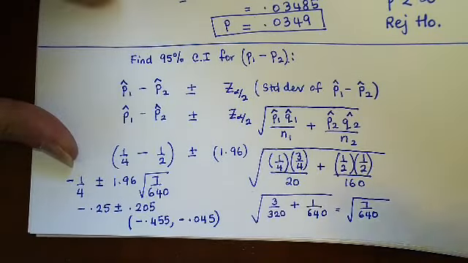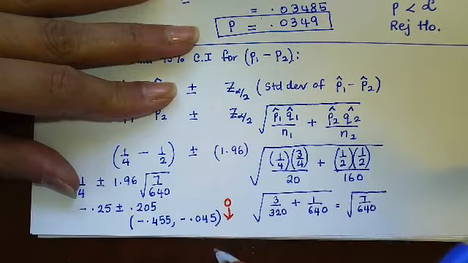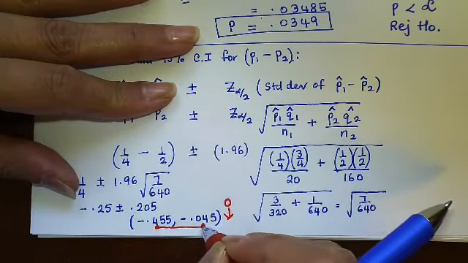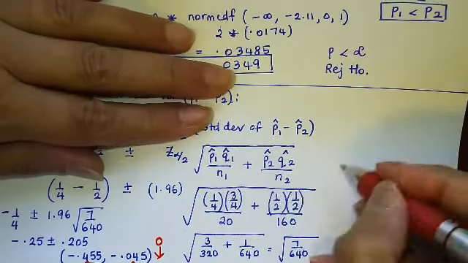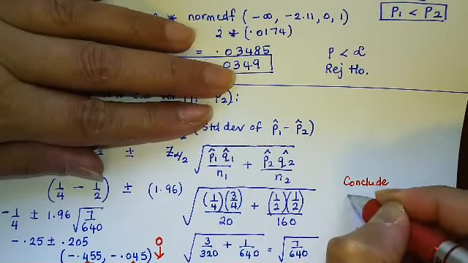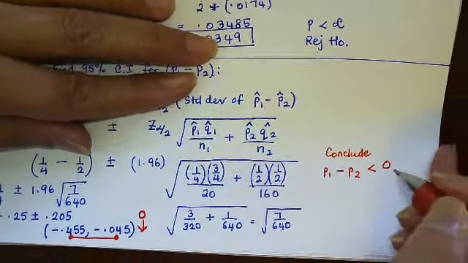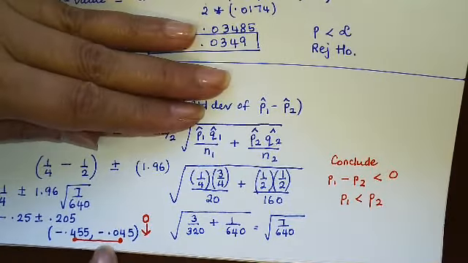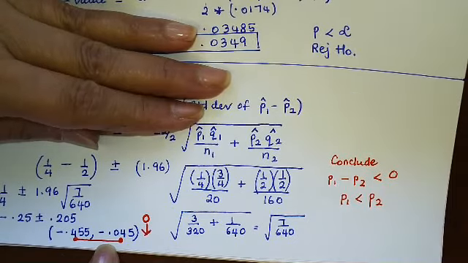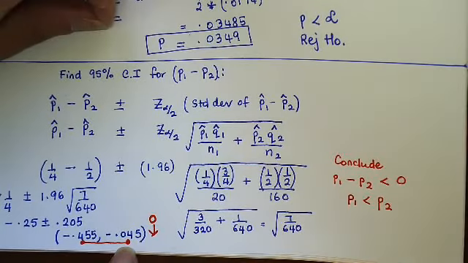And I drop into this confidence interval the value for P1 minus P2 from the null hypothesis. So I drop this 0 from the null hypothesis to see where it falls. And that value 0 falls here. And the confidence interval is to the left of 0. Therefore, I conclude that P1 minus P2 is less than 0, or P1 is less than P2.